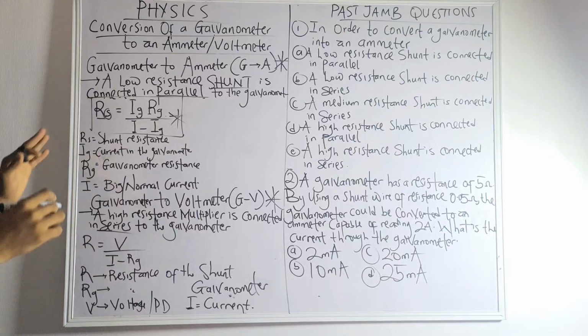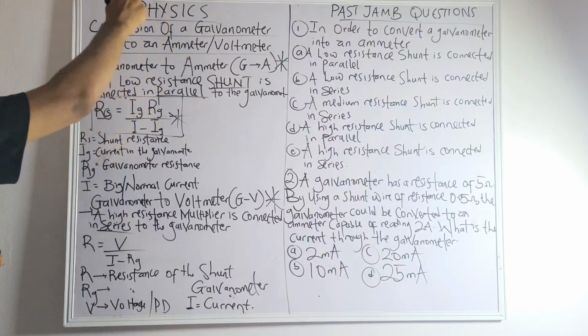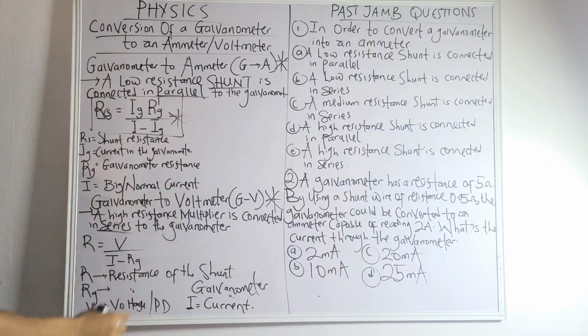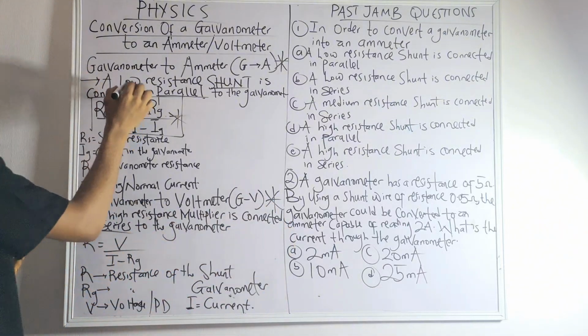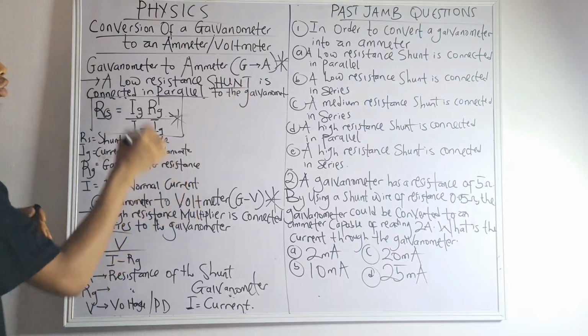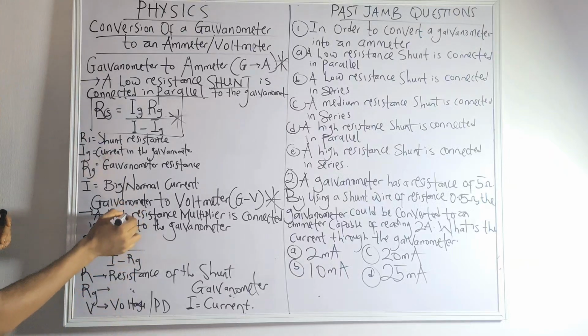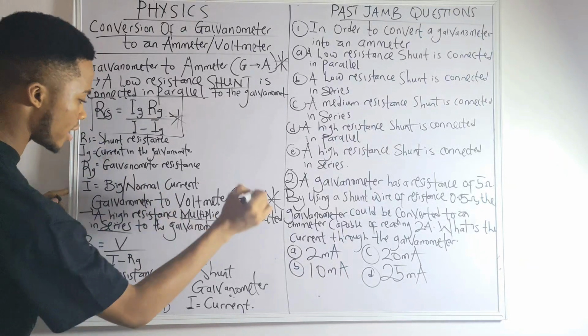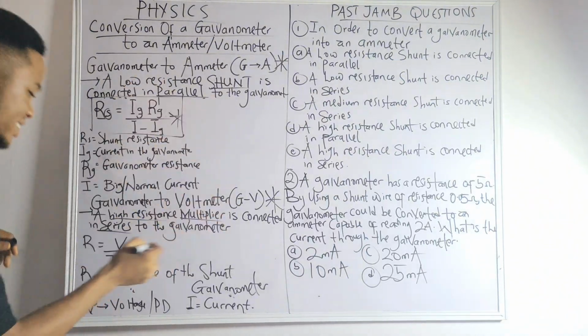Very, very important. Now, the second one is to convert a galvanometer to a voltmeter. I've explained how you can convert it to an ammeter. This is to a voltmeter, from G to V. Now, you know, for an ammeter, you use a low resistance shunt connected in parallel. Now, for a voltmeter it is the opposite. A high resistance multiplier. It's called a multiplier. High resistance. Now, it's connected in series to the galvanometer.